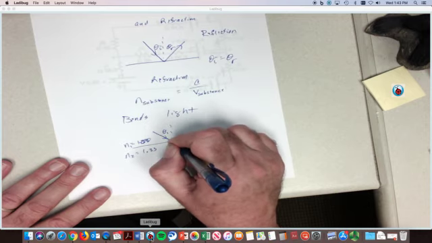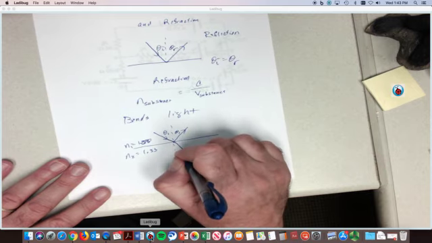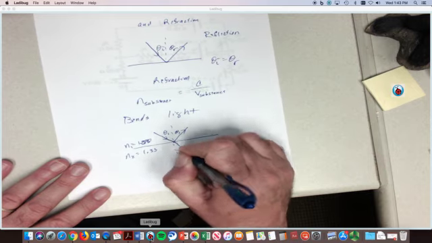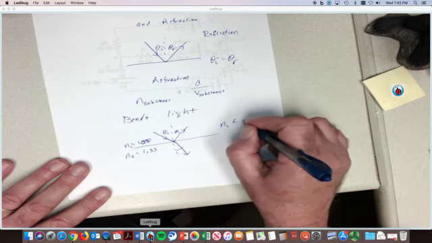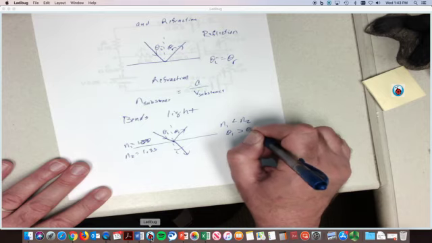Theta 1 will equal theta 1, and it'll bend towards the normal. So when N1 is less than N2, theta 1 is greater than theta 2.